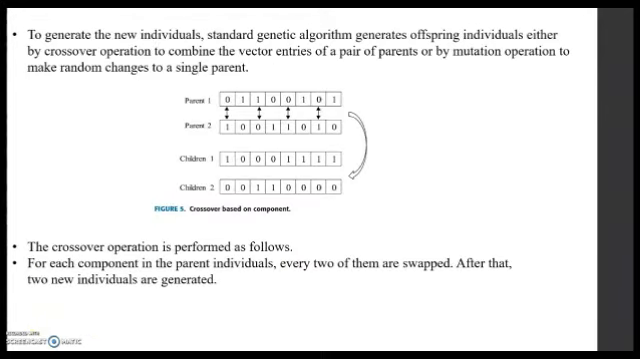to generate the new individuals, standard genetic algorithm generates offspring individuals either by crossover operation to combine the vector entries of a pair of parents, or mutation operation to make random changes to a single parent. So this figure over here shows you the crossover based on component. The crossover operation is performed as follows, as shown in the figure. For each component in the parent individual, every two of them are swapped. After that, two new individuals are generated.